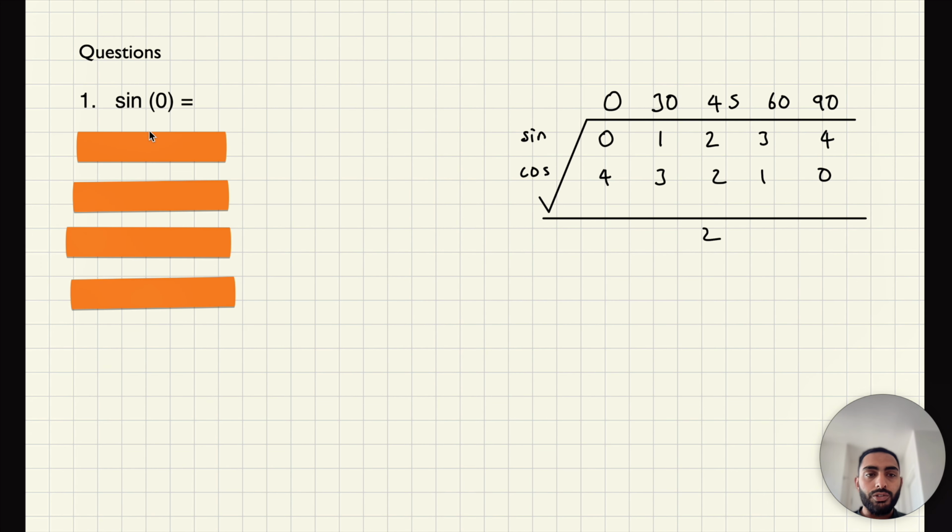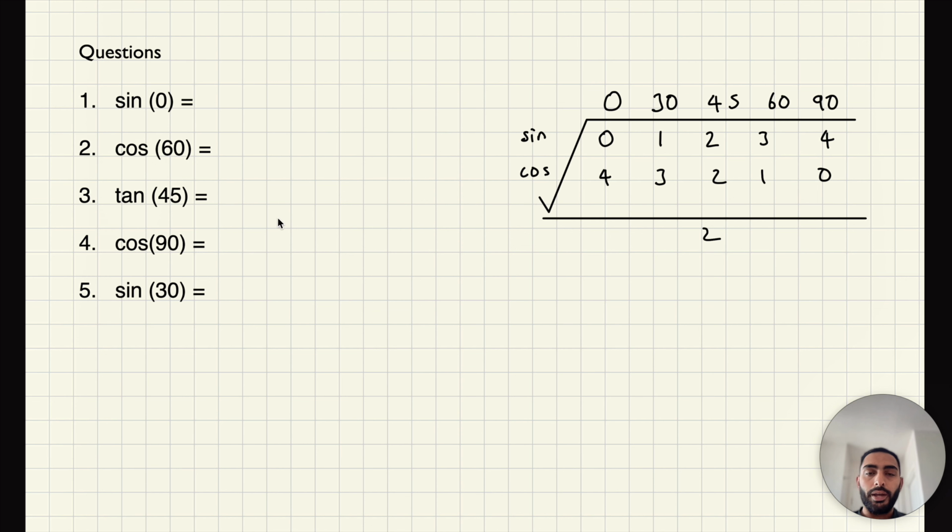Let's have a look at some questions. So you can have a look at these and see what you get. For question 1, I've got sine of 0, so root 0 divided by 2, which is just 0. For cos 60, it's root 1 over 2. Root 1 simplifies to 1, so it's 1/2. Tan of 45, I go to 45, and it's root 2 over root 2. Same thing being divided by itself, so it's going to be 1.